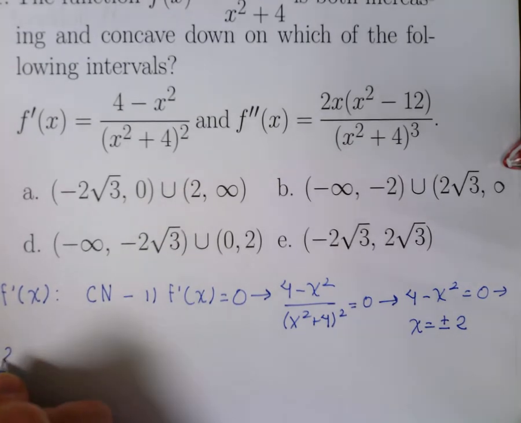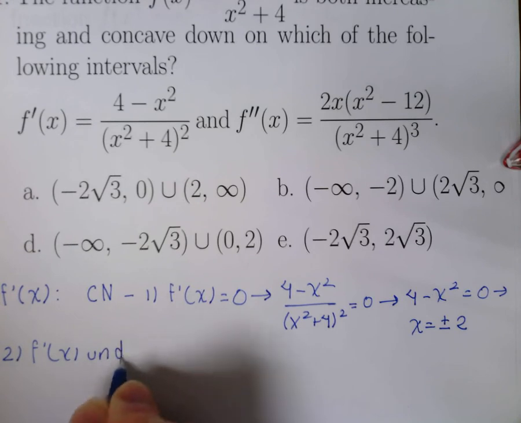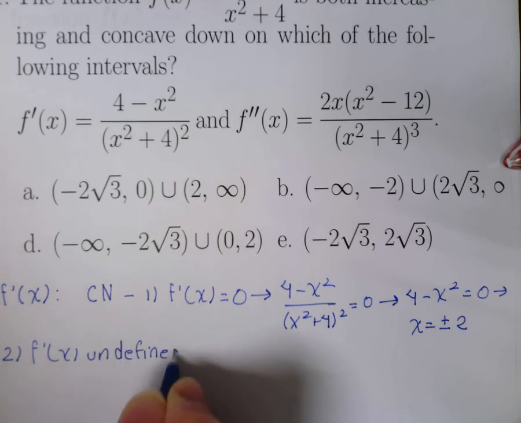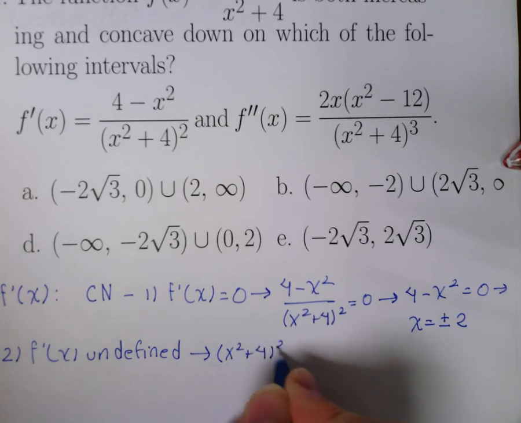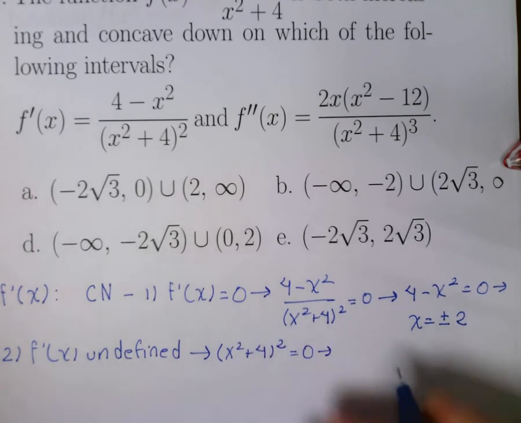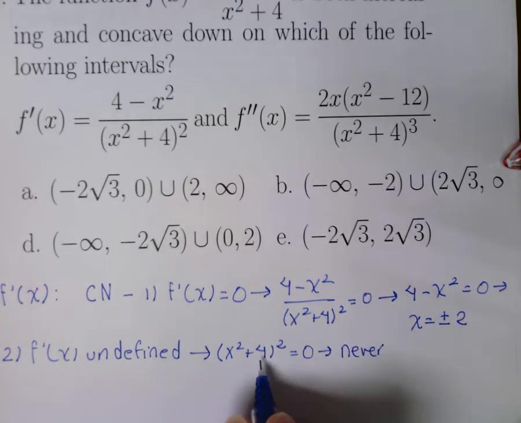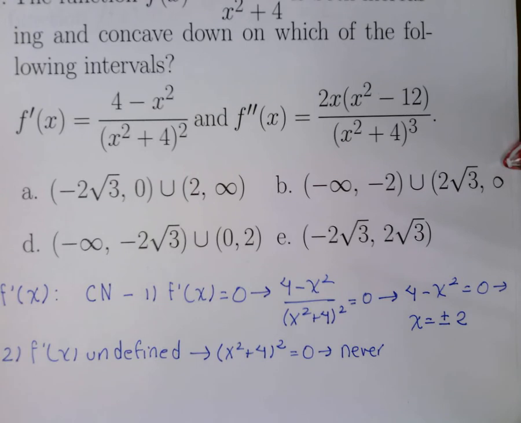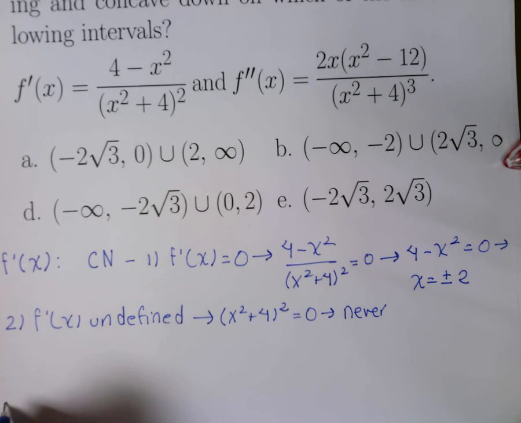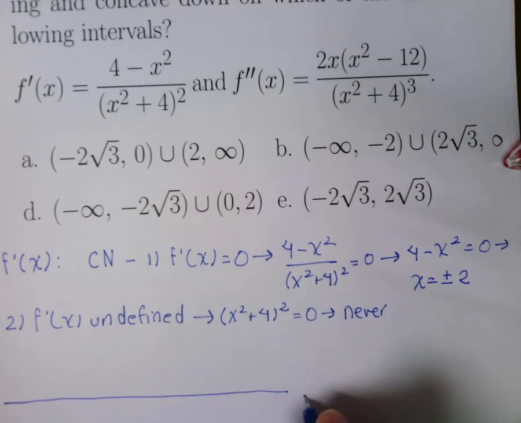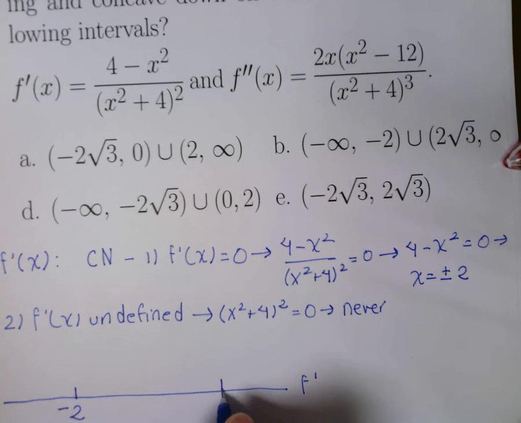Okay, and secondly, we see where f prime of x is undefined, which would be where the denominator is equal to 0. Remember, a fraction is undefined when the denominator is equal to 0, but that doesn't happen. We're adding plus 4 to x squared, so no matter what x is, you'll have a positive value. And so when we set up our number line for f prime, we see that we're just going to have the values negative 2 and 2.